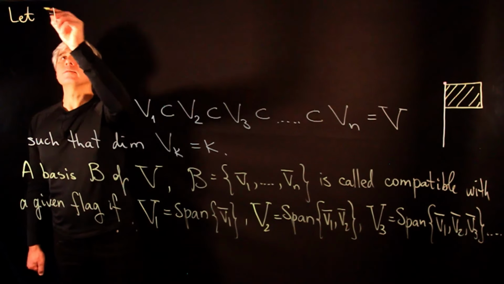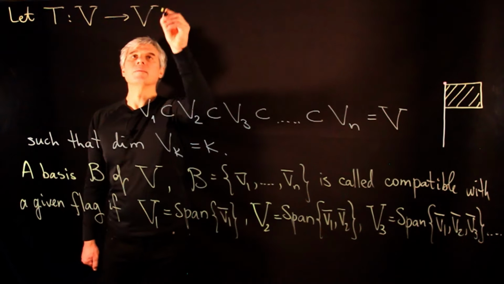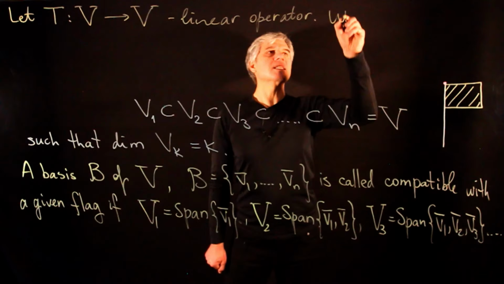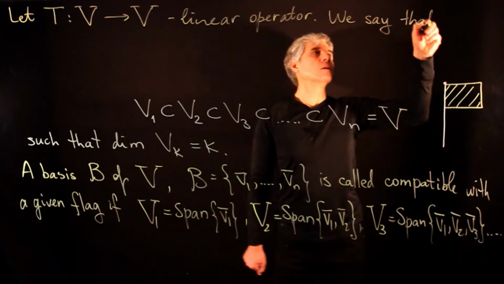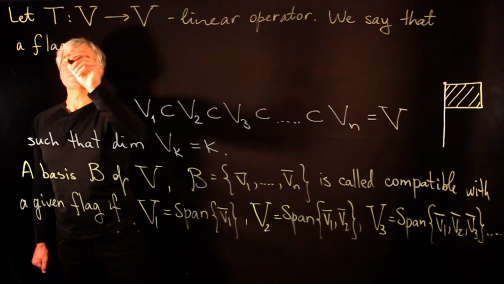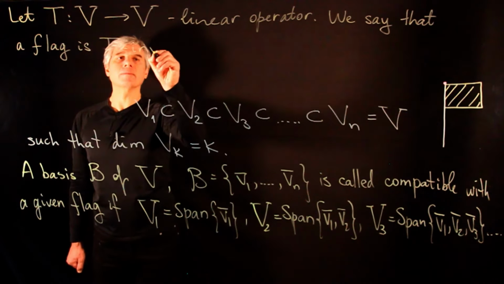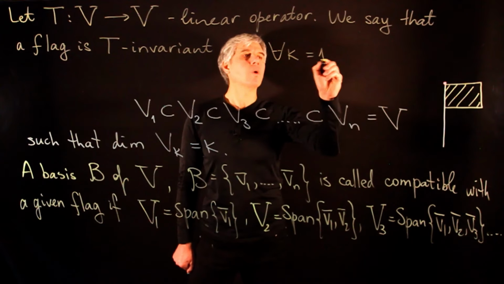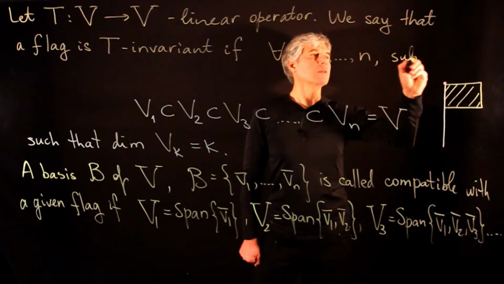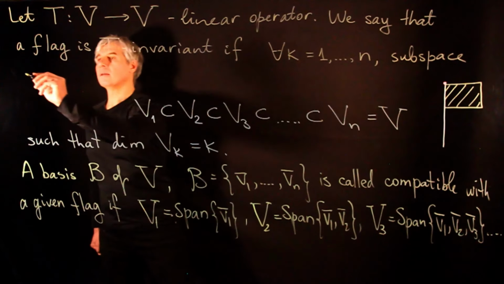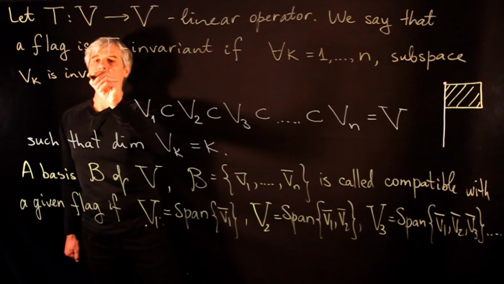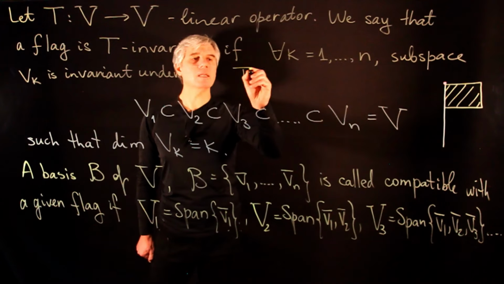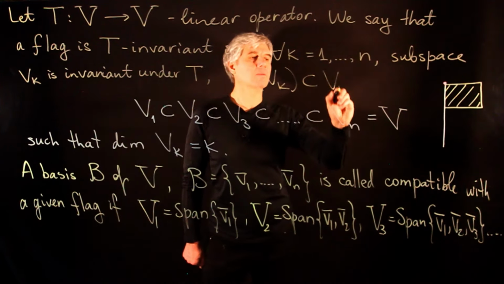Let T be a linear operator on the space V. We say that a flag is T invariant if for every k from 1 to n, the subspace Vk is invariant under T. That is, T transforms Vk inside Vk.